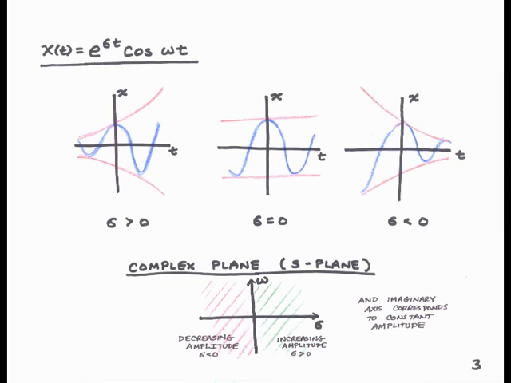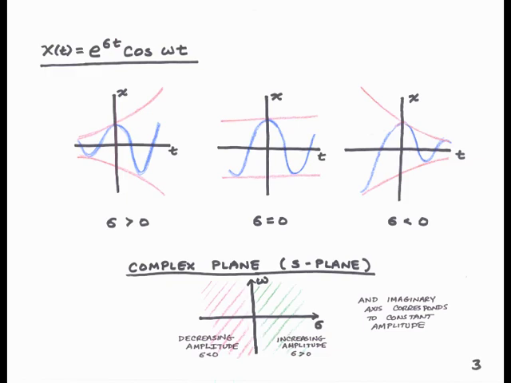What does e to the sigma t cosine omega t look like if omega is 0? Well, cosine omega t would then be 1 for all time. And so e to the sigma t cosine omega t would just be e to the sigma t. It wouldn't oscillate. It would simply increase or decrease, or if sigma was 0, it would stay constant.